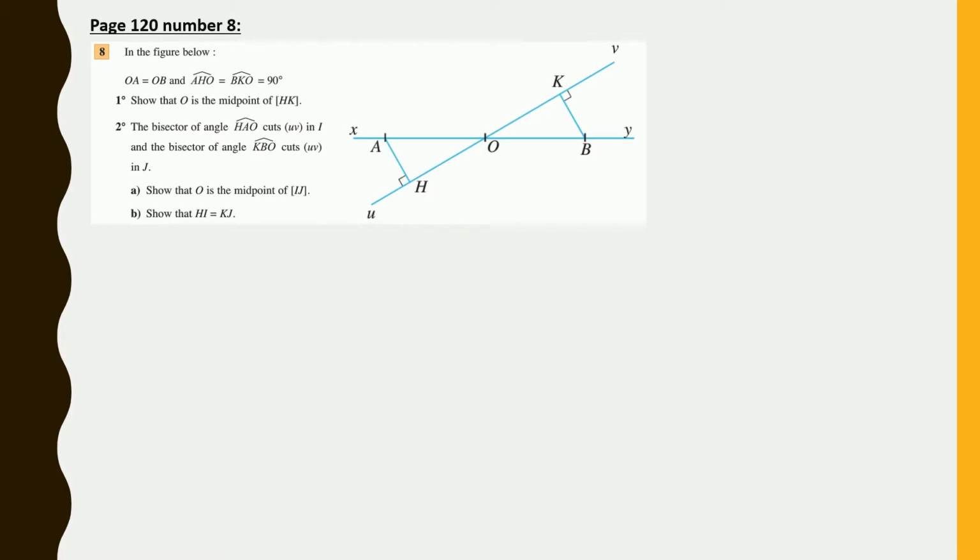Hello students, today we are going to solve page 120 number 8. In the figure below, OA equals OB and angle AHO equals angle PKO equals 90 degrees. Question 1, show that O is the midpoint of segment HK.